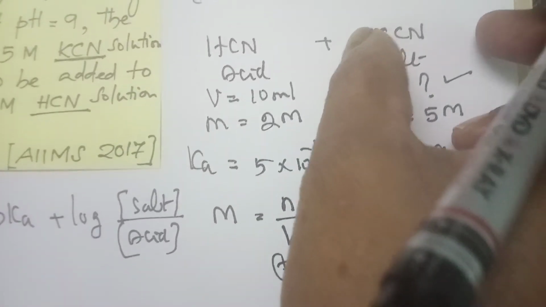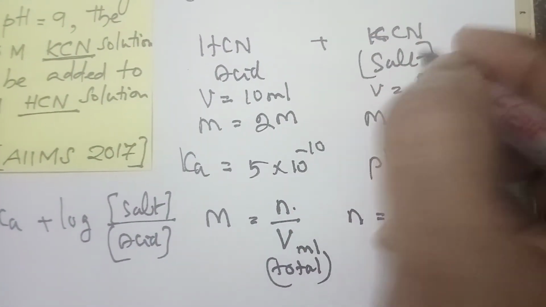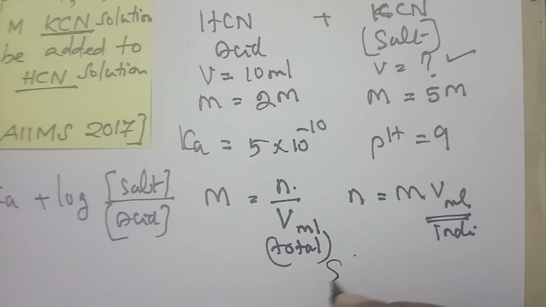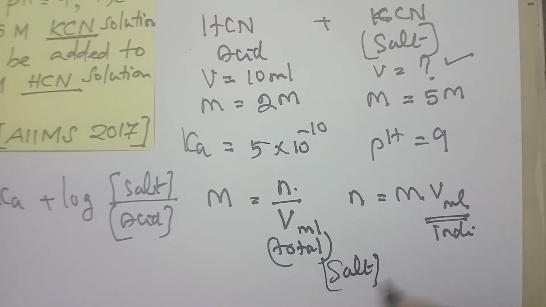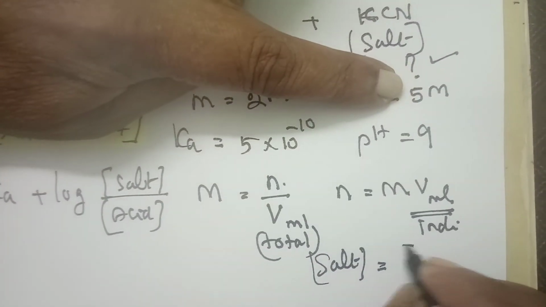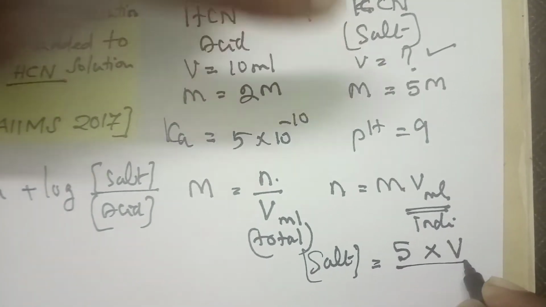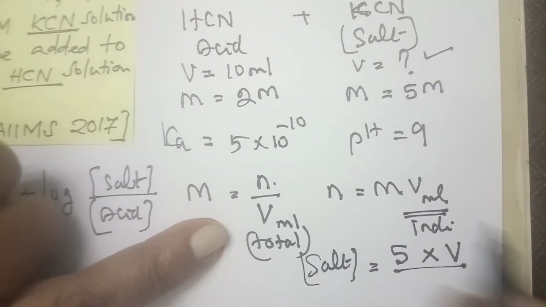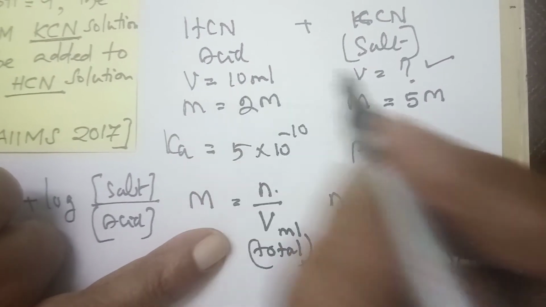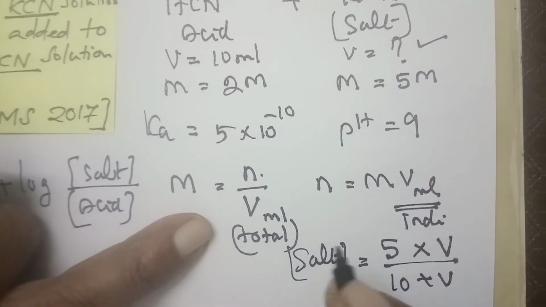Now I am writing for each one. For KCN, that is for the salt, the concentration of the salt is equal to N by V, where M is the molarity. The molarity given is 5, into the volume in the question, divided by the total volume. The volume in the question we assume as V, and the volume of acid is 10, so the total volume is 10 plus V. This is the concentration of salt.